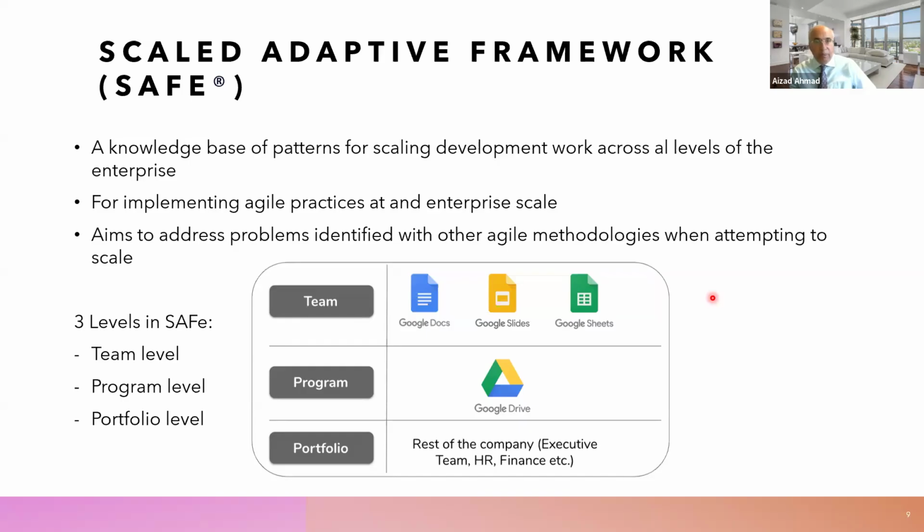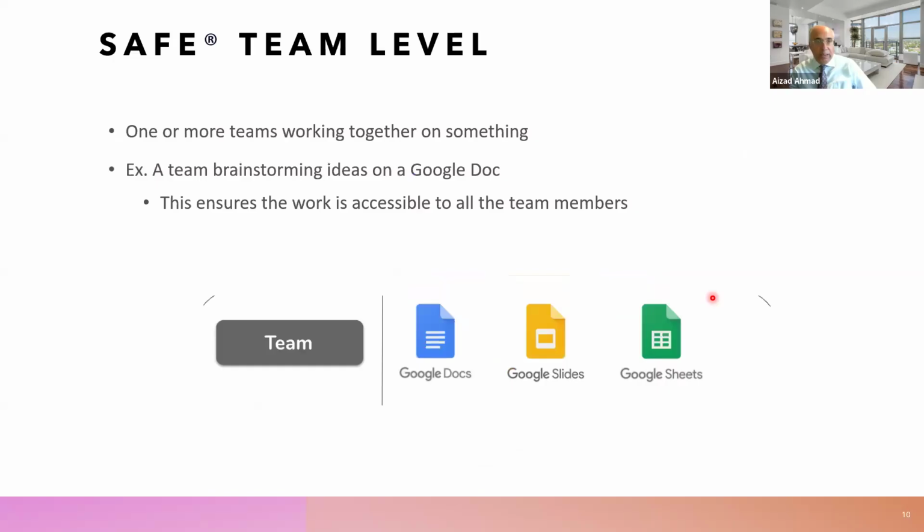At the team level, you have shared documents such as Google Docs, Google Slides, and Google Sheets. At the program level, you have Google Drive. And at the portfolio level, you have the rest of the company: the executive team, HR, finance, etc. At the team level, the teams work together and brainstorm ideas on a Google Doc, and this ensures the work is accessible to all the team members.